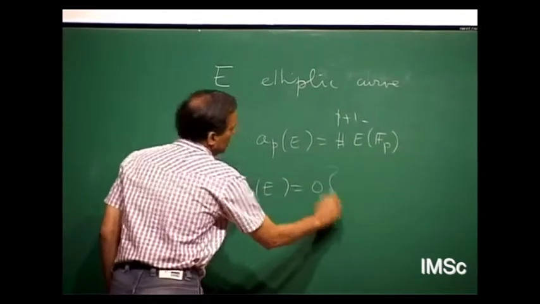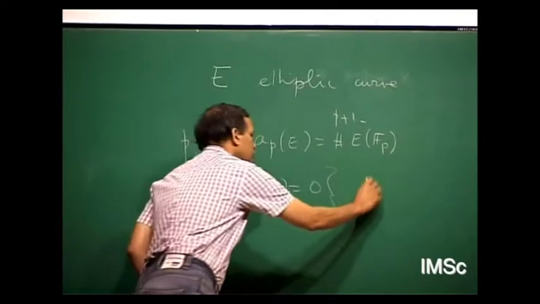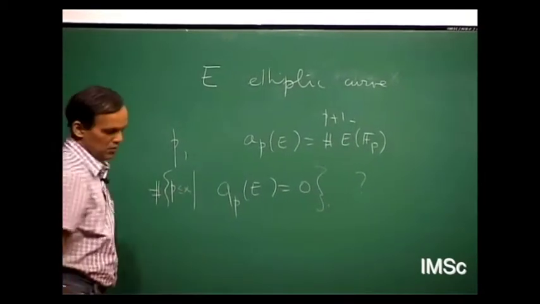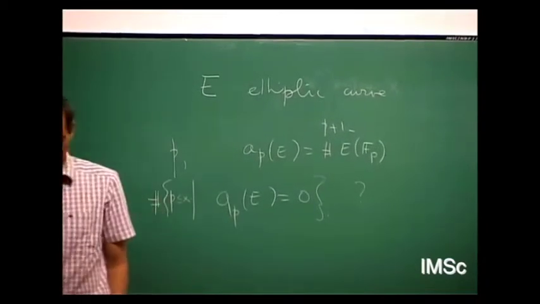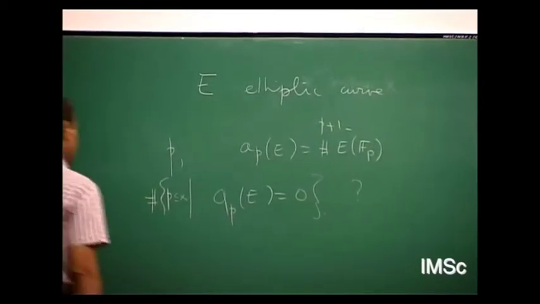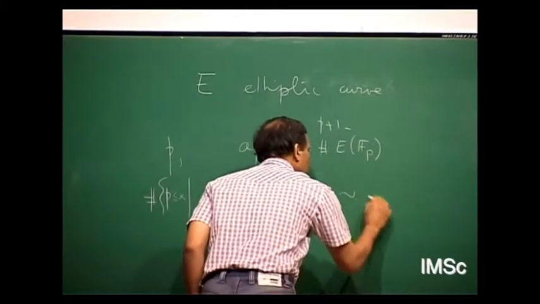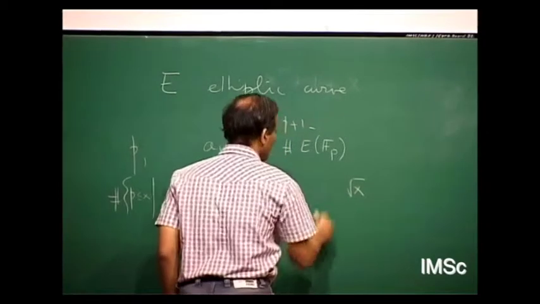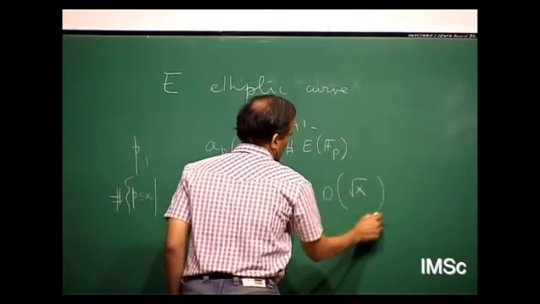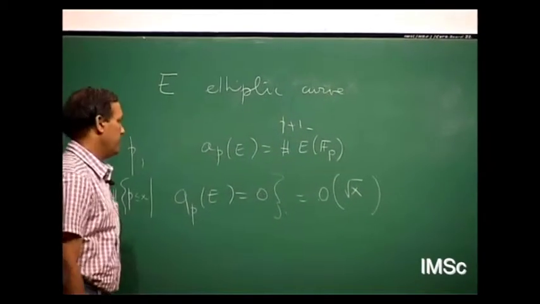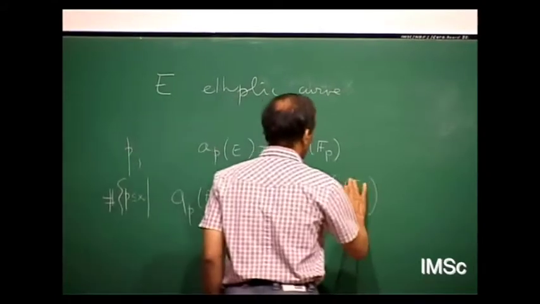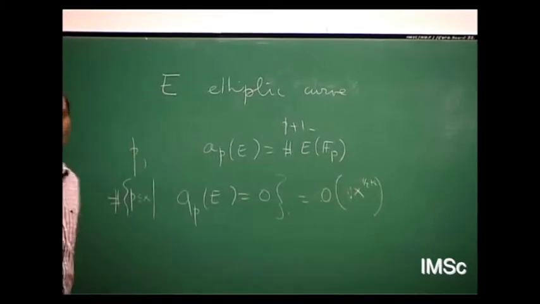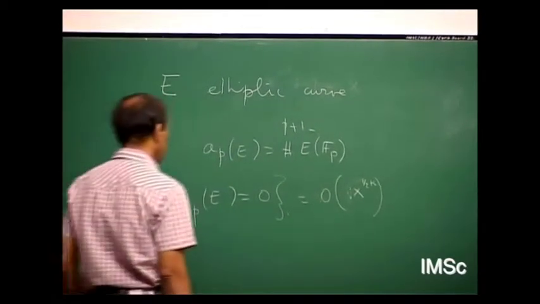So the question is, what is the distribution of the p less than or equal to x? How does the number vary? The conjecture was that it should be of the form square root of x, or maybe x to the power half plus epsilon, to be safe, in the non-CM case, when E has no CM.